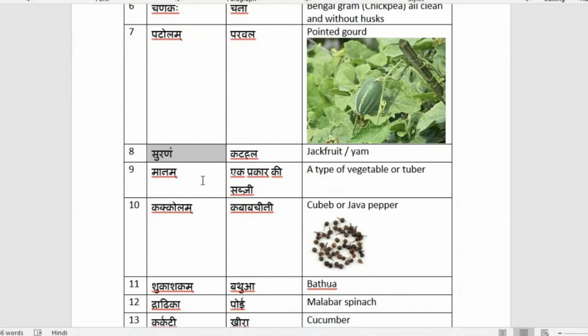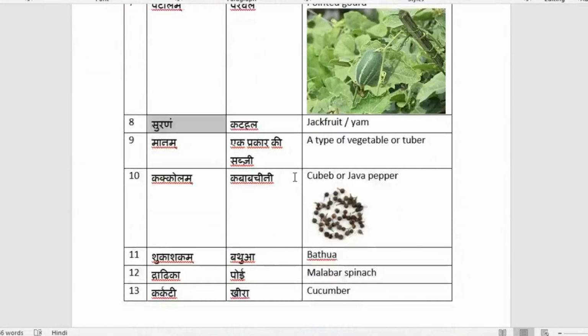Then, because Suran according to us is yam. But in some translations, it is called jackfruit. So I have written it. Then is Manam. Manam is also called Manakand. It is a type of vegetable. I don't know which one. I couldn't find a proper picture of it.